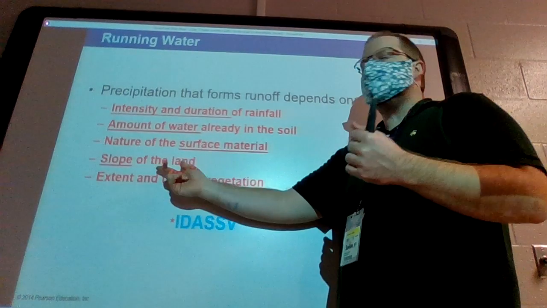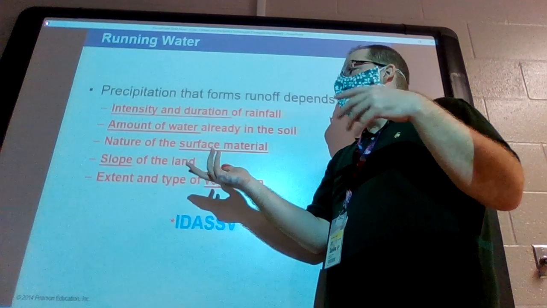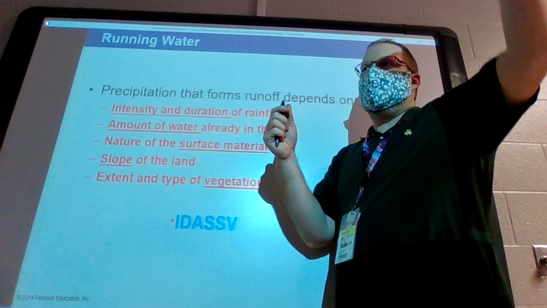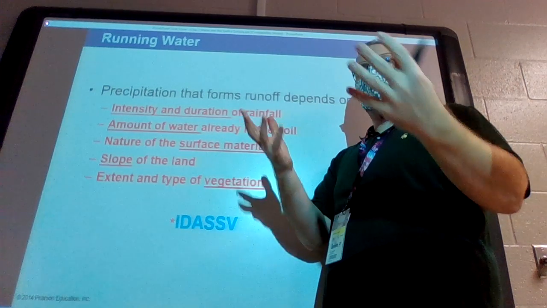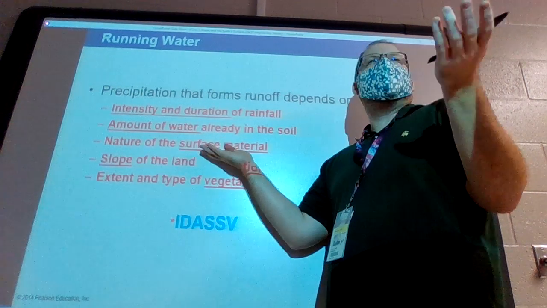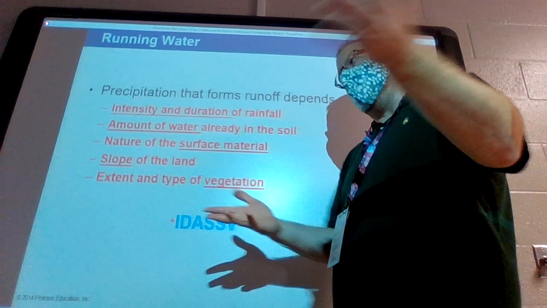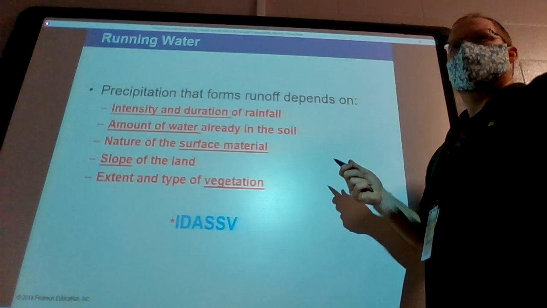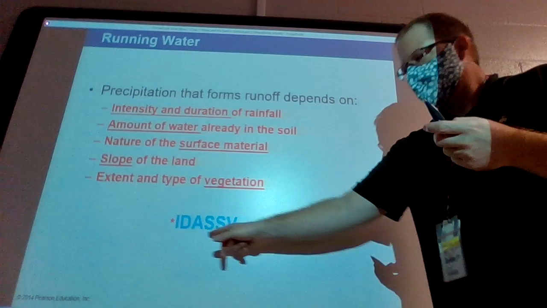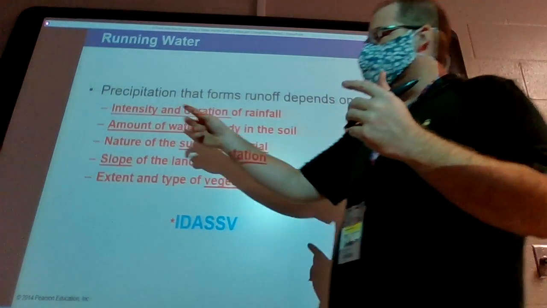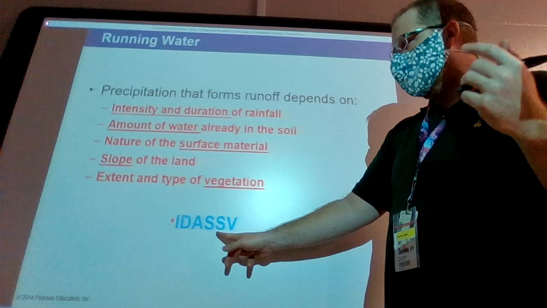The slope of the land is important. If you have flat land, it's more likely to flood, like the areas on either side of the Mississippi, versus a steep slope, where all the water is going to go downhill. And then the nature of the surface material: is it loose sand or dirt that soaks up water very well? Or is it concrete in a parking lot that's not going to soak up any water at all, not even a single drop of it? It's all going to go down into the creeks or sewer drains or wherever the runoff is supposed to go. So you can remember the acronym if you want. Intensity, duration, amount of water, surface material, slope, vegetation.